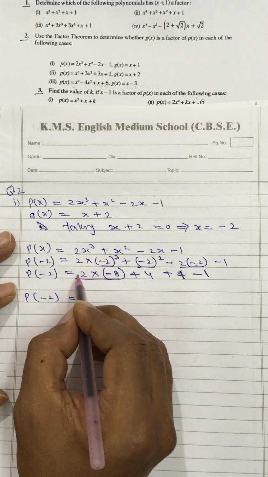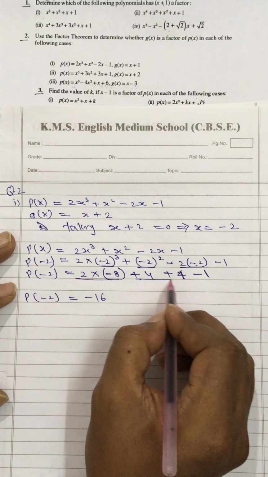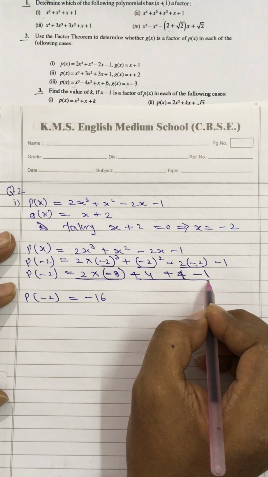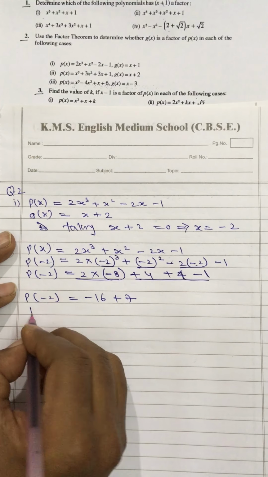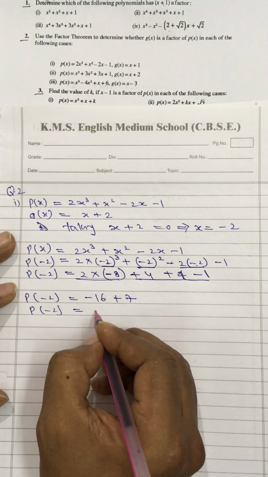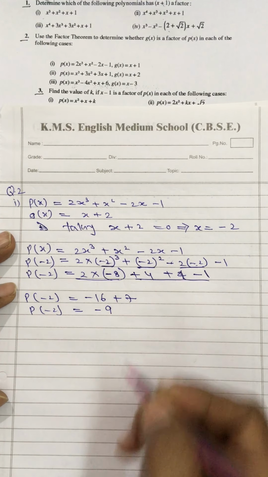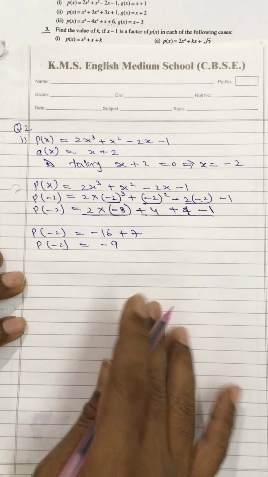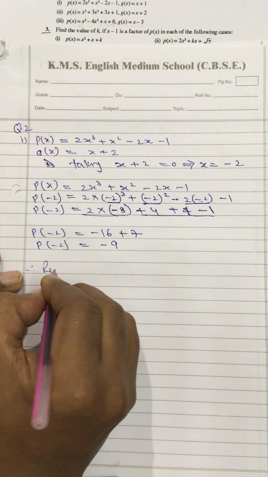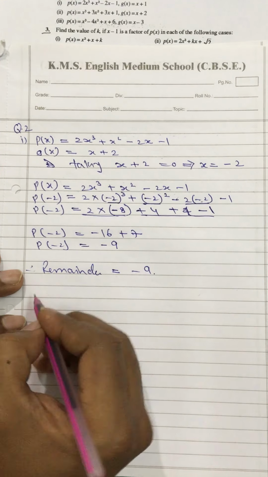Now again I will solve this multiplication. Plus, minus minus 2 8 is 16. Now here plus 4 8, 8 minus 1, 7, that is plus 7, and I get p of minus 2 is equal to minus 9, right? Fine. So this is minus 9, and therefore the remainder is equal to minus 9.